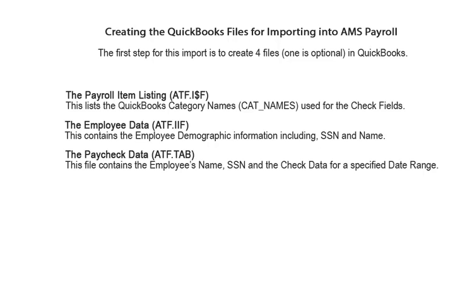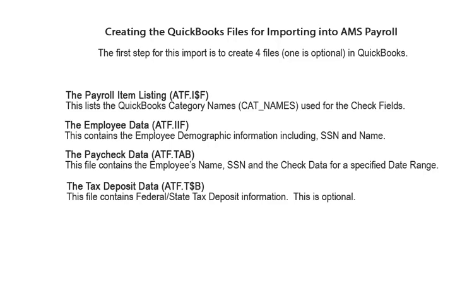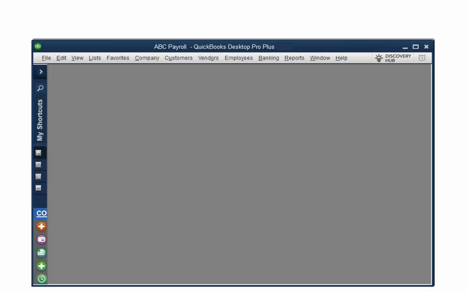The third file will contain the paycheck information. The file is named ATF.TAB. It includes the employee name, social security number and the check data for a specific date range. Finally, the fourth file is optional. It contains federal and/or state tax deposit information. The file name is ATF.T$B.